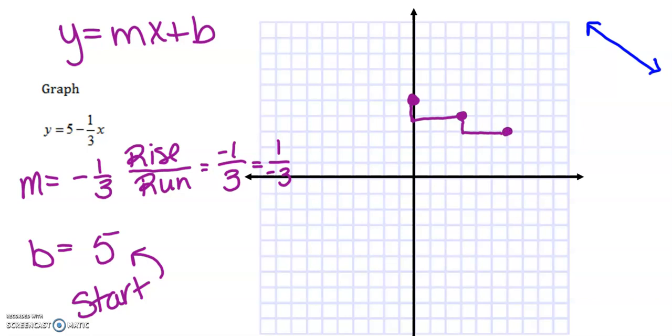And now let's do the opposite direction. So now I'm looking at positive 1, so up 1, left 3, because negative 3 on a graph is left. And there's my next point.